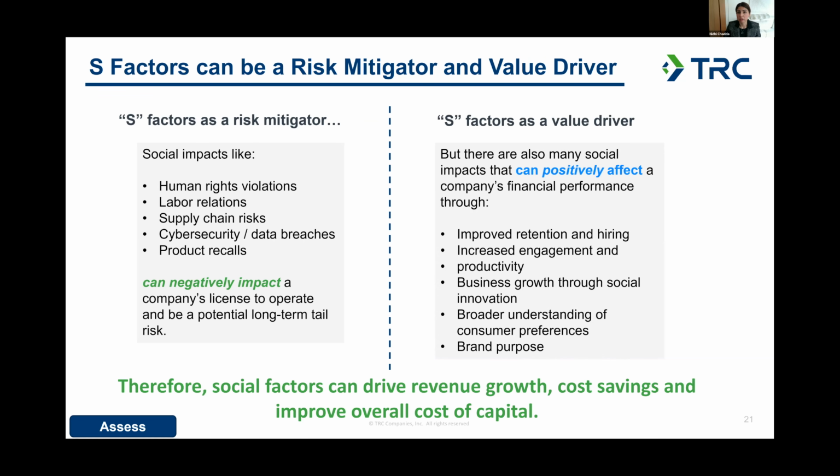But S factors can also be a value creation driver. From that standpoint, we could look at improved retention and hiring, engagement and productivity upticks, business growth through social innovation, which we'll go through a few examples of, and broad understanding of consumer preferences and just having an overall better sense of brand purpose. So value creation is a longer term lever with respect to social factors, but increasingly a more important one. And social factors can drive revenue growth, cost savings, and/or improve overall cost of capital. So it's important to really understand these social factors, not only from a long-term tail risk standpoint, but also as a value creation driver over the long term.